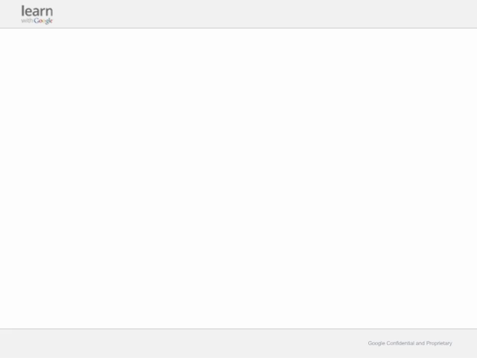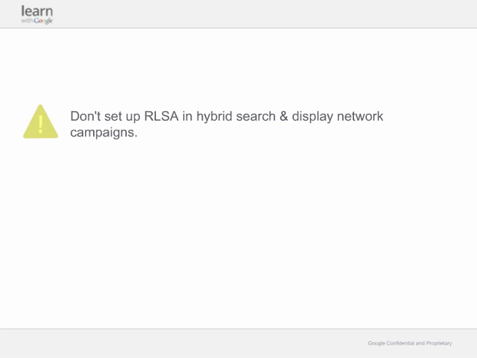So, things we'd suggest not doing. Don't set up RLSA in hybrid search and display network campaigns. The reason for this is that audiences are applied in an ad group to both search and display. And we find that the most common implementation for display is obviously a target and bid setting for the audience, which greatly restricts traffic on the search side too. If it was implemented that way, it restricts the search traffic to serve only to those people on the remarketing list. So we would suggest splitting search and display campaigns. Typically you might want to apply target and bid on the display network and bid only on search, but that's up to you. In any case, there just tends to be unintended consequences with these hybrid campaigns when an audience list is added.